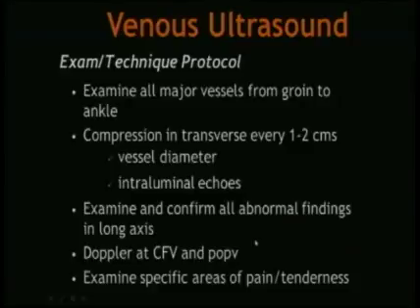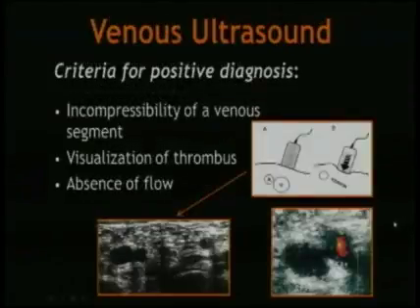When a deep vein thrombosis is suspected, we examine and confirm all suspected abnormal findings with the transducer oriented to the long axis of the vessel. We also will Doppler for flow at the common femoral and popliteal veins, and then again, always go back to examine any specific areas of pain and or tenderness.